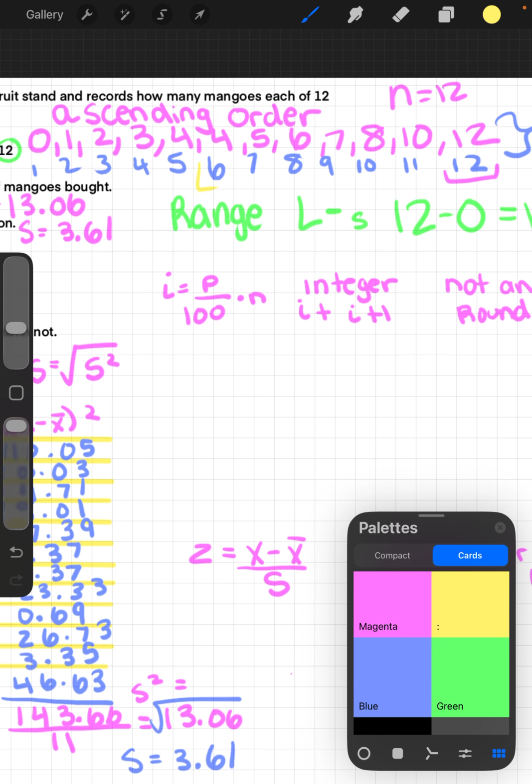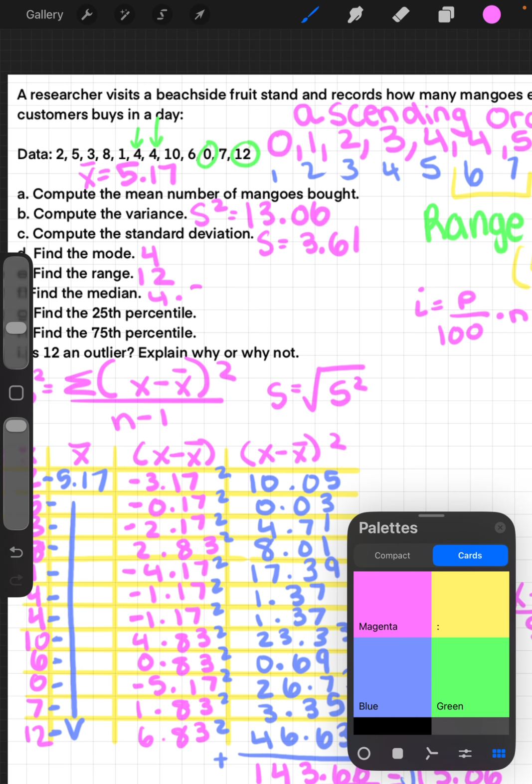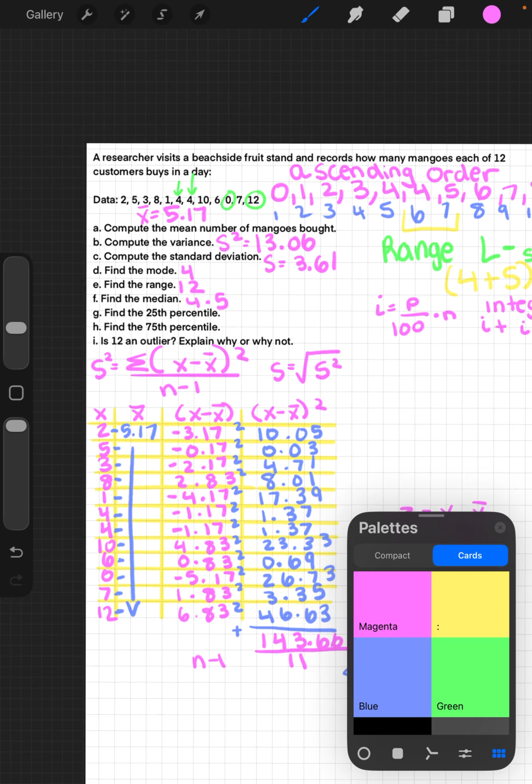Okay, so the middle is 6 and 7. So it's going to be 6 plus 7 divided by 2. Sorry, I was distracted. 4 plus 5 divided by 2, that's 9 over 2, so 4.5. We have 4.5, and then now we're going to percentiles.